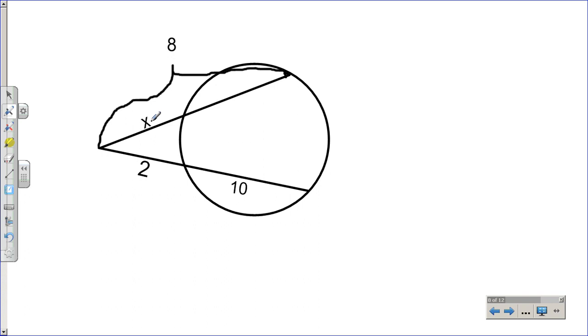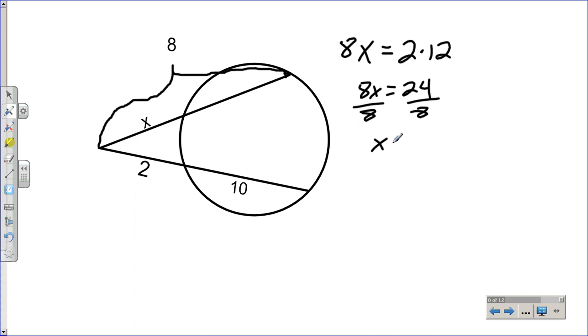So let's watch. The outside of this line is x. The whole thing is 8. And I always put the 8 in front of the variable. Equals, the outside of this line is 2. The whole line is 2 plus 10 more, so the whole line is 12. So now I have 8x equals 24. And I just divide by 8. I have x equaling 12.